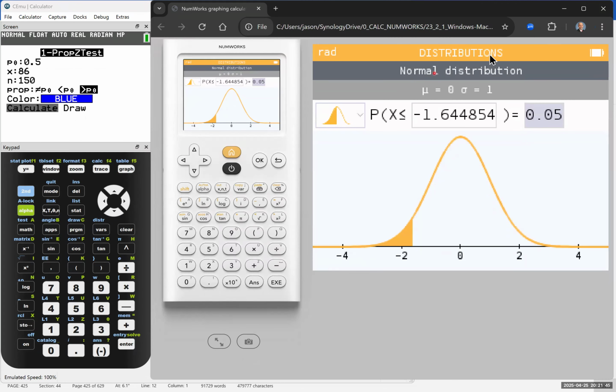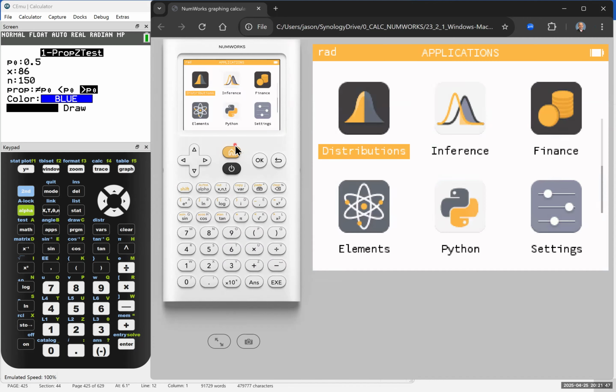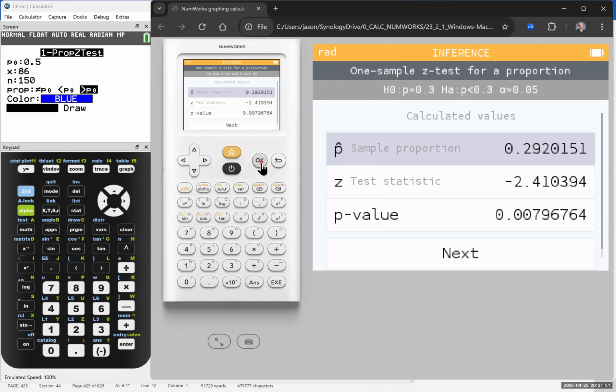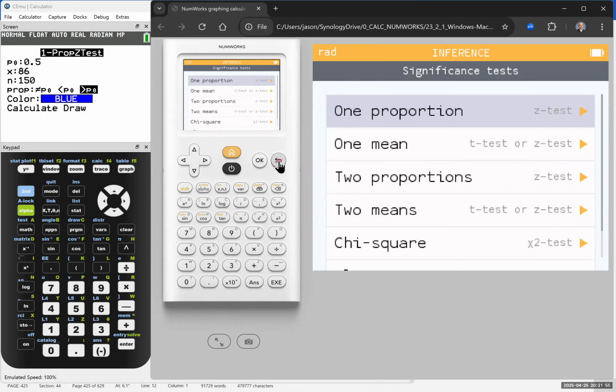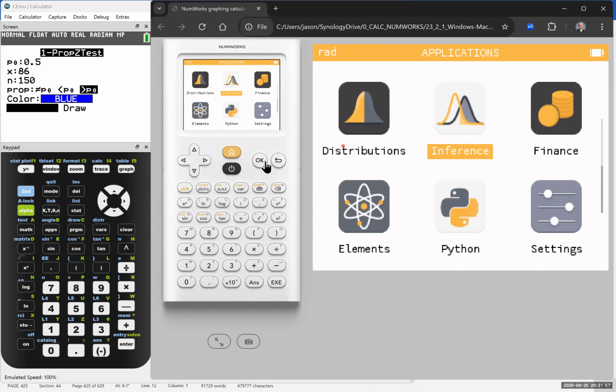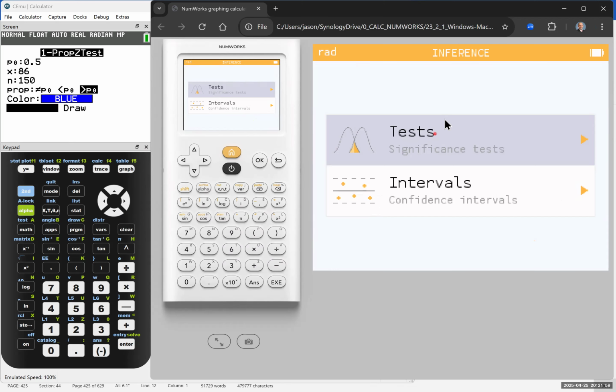Now we want to go to the inference app. So I'm just going to hit home, go over to inference, click OK. All right, now I need to back out because I want to go from the beginning to help you out.